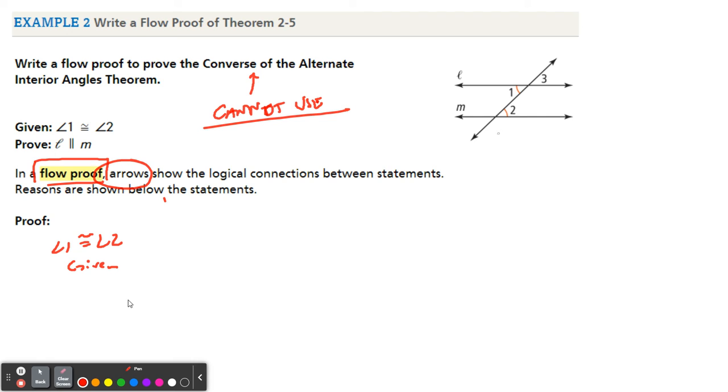So now from this picture, we don't know the lines are parallel, but from this picture, do we know any other angle relationships? Well, yes, we do. We know that angle 1 and angle 3 are congruent because they're vertical angles. I'm going to put that right here underneath it. Angle 1 is congruent to angle 3. And this is because of the vertical angles theorem.